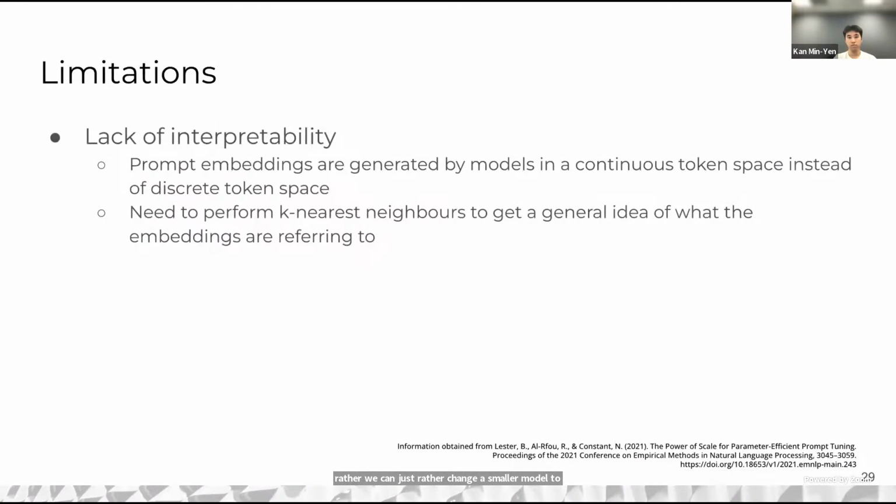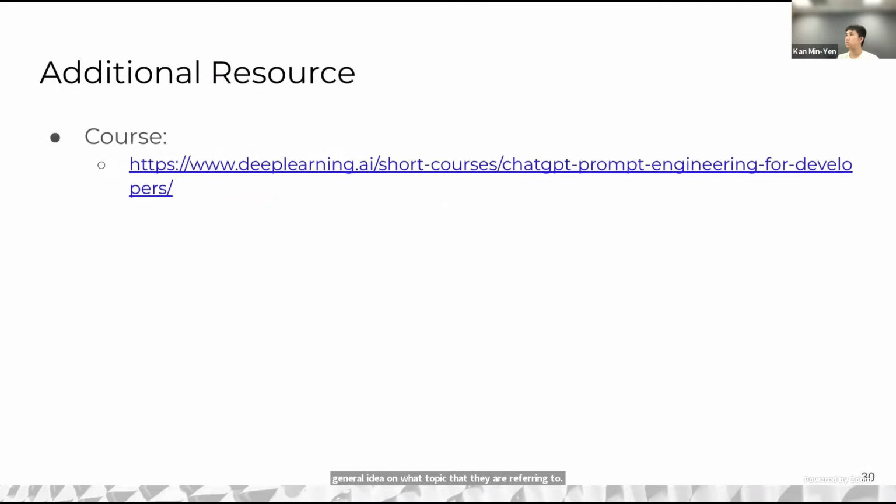However, there are definitely some drawbacks to adopting the prompt tuning approach. One very significant limitation is the lack of interpretability. The prompts are generated by models into the embeddings in a continuous token space instead of discrete token space like the hard prompts created during prompt engineering. As a result, if you would like to understand the output, which is in terms of embeddings, we need to perform additional steps such as performing k-nearest neighbors to get a general idea on what topic they are referring to. So with that, I will end my section of the whole presentation.